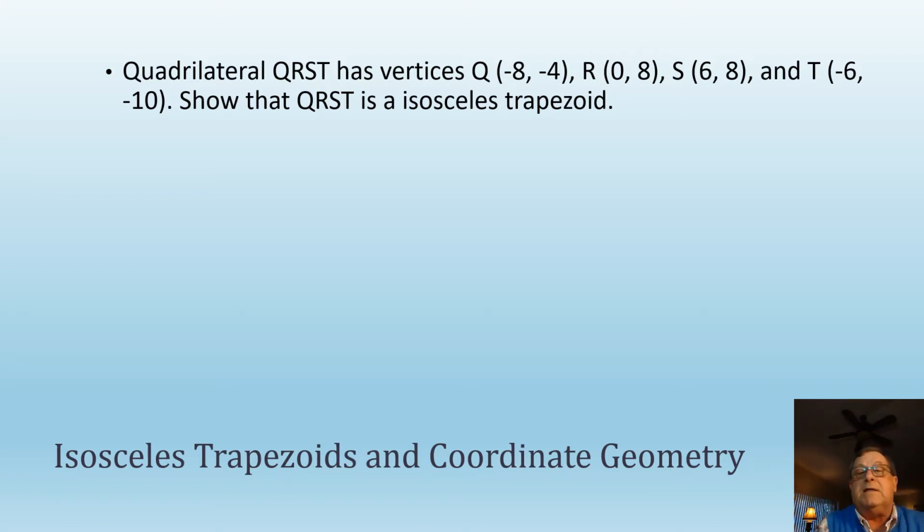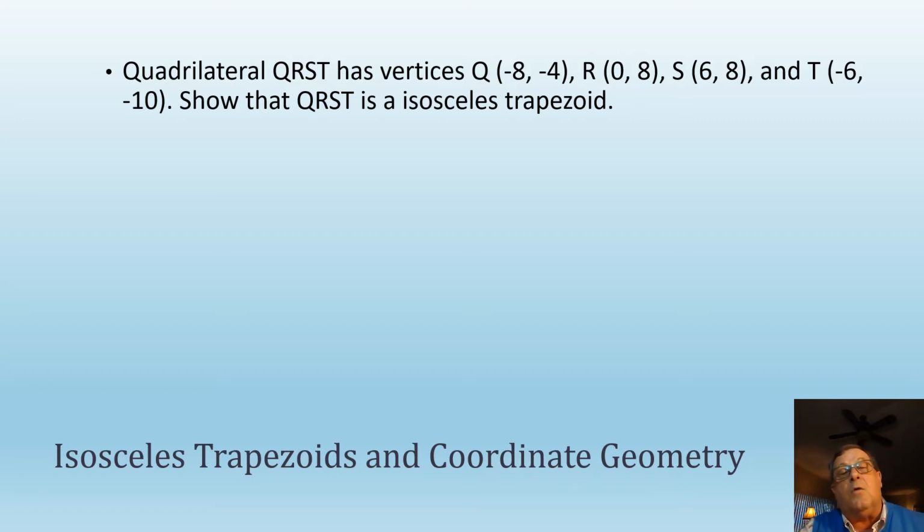Now, to be an isosceles trapezoid, the length of these legs must be congruent. So they're non-parallel, but they're congruent. The other pair of opposite sides, or the bases, will be parallel.